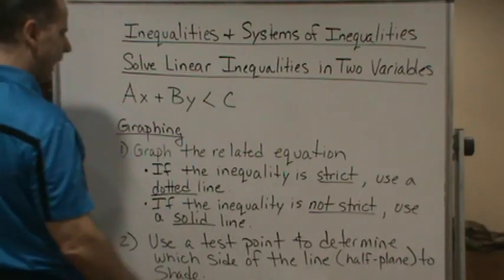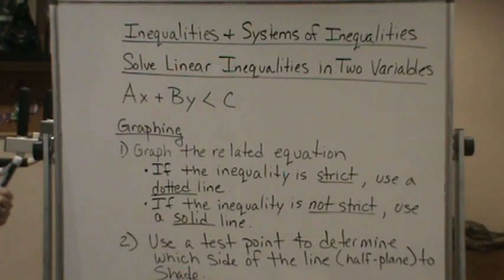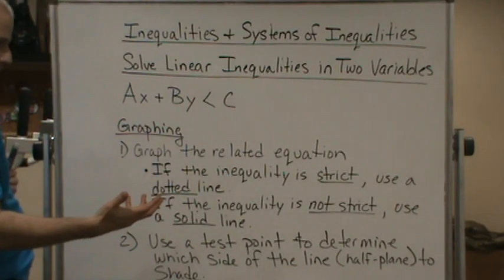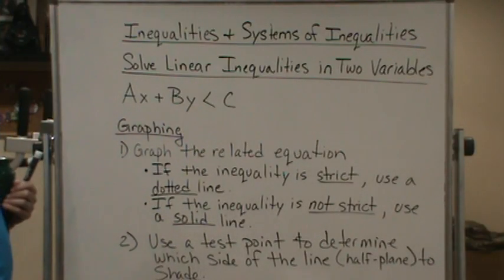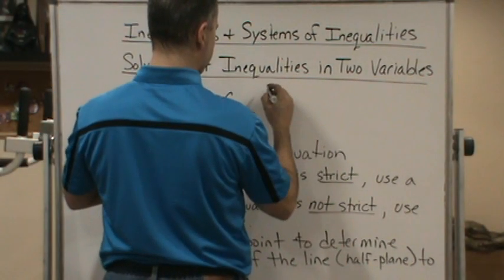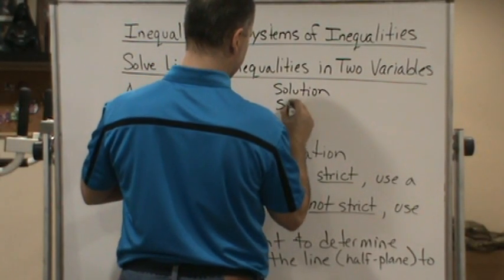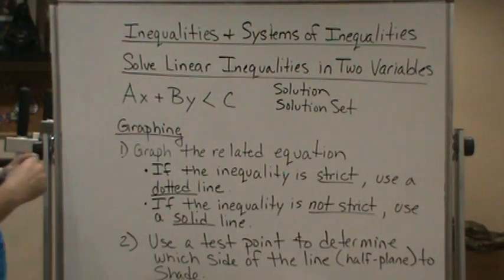Now, any point that makes this inequality true is a solution, just like when we dealt with equations. If we take all of the points that make this inequality true, then we call that a solution set. So here are some words that we want to make sure we know: solution and solution set.